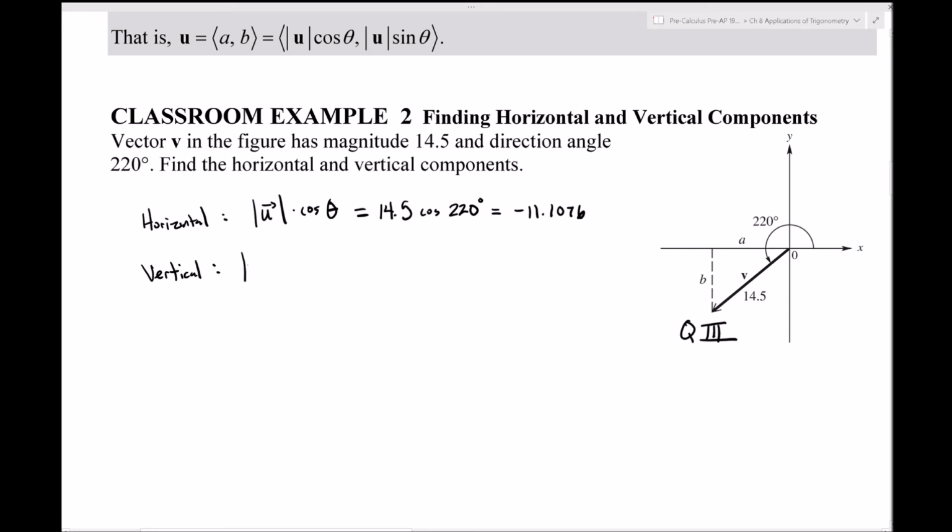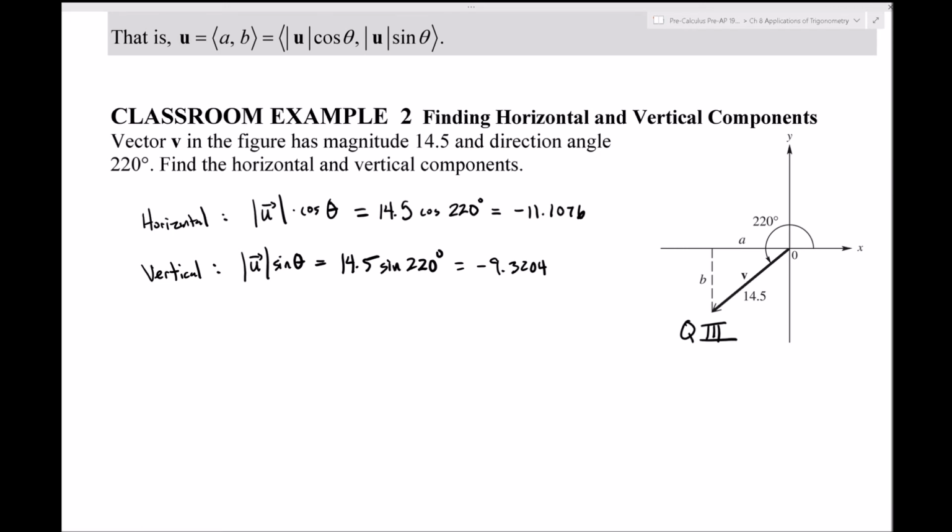So the vertical component is magnitude times sine. Same 14.5, and in this case, sine of the same 220. So the only difference is sine versus cosine. Horizontal is cosine, vertical is sine. That's an easy way to remember, because cosine was x and sine was y when we thought of the unit circle. So it turns out to be kind of natural. So 14.5 times sine of 220 degrees, and I'm getting negative 9.3204. And I could box both of those, and that's all they want.